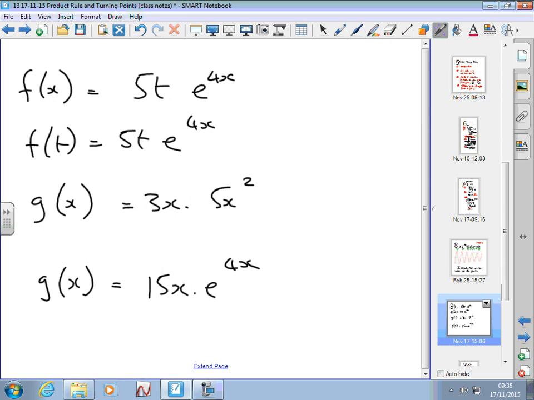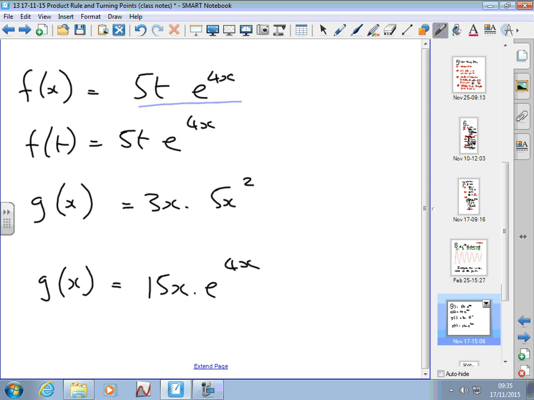I don't know what t is. Later on I might need to know it. I could say, well, what about if t equals 2 or t equals 3? But it's not a variable, it's a constant. So this is not a function involving x twice.